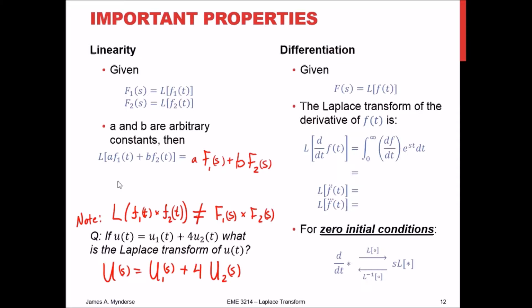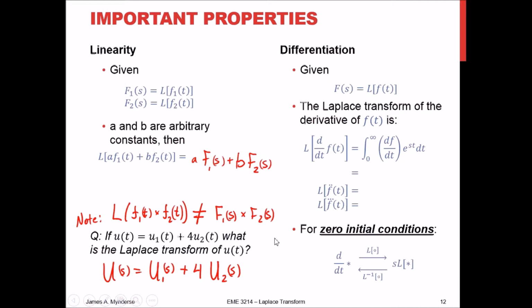So that's linearity, just like we defined, that's the superposition principle. Now very important. Note that if I take the Laplace transform of f1 times f2, I do not get capital F1 times capital F2. This does not hold, so keep that in mind. This holds, this is linearity. This is not true.